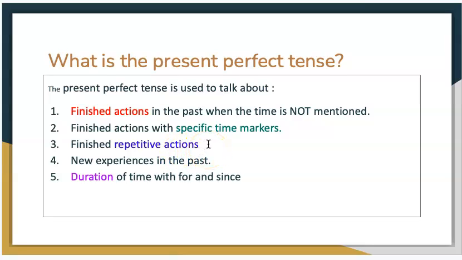For example, I have gone to New York 3 times. I have eaten pizza 2 times this week. I have gone to San Francisco 1 time in my life before. Repetitive actions. We also use the present perfect to talk about new experiences. I have gone to Disneyland before. That's a new experience. And duration. I have driven my car for 7 years. I have taught English for 15 years. That's the duration of time.